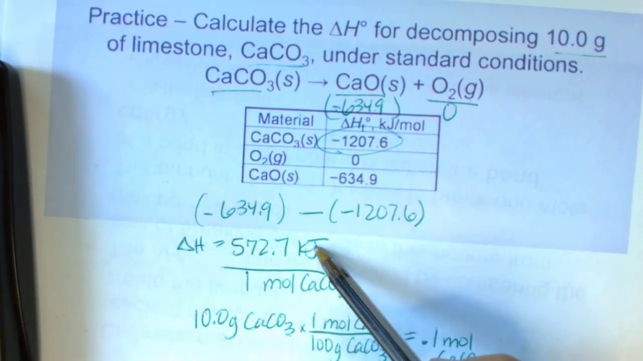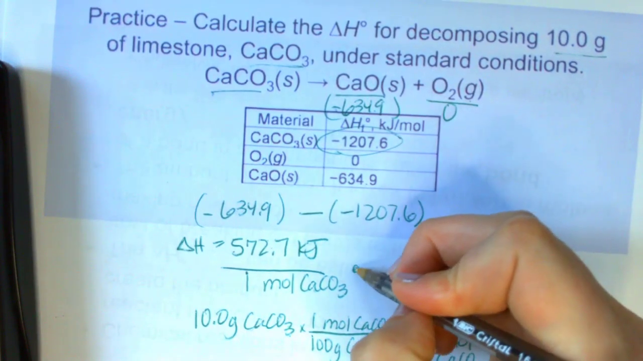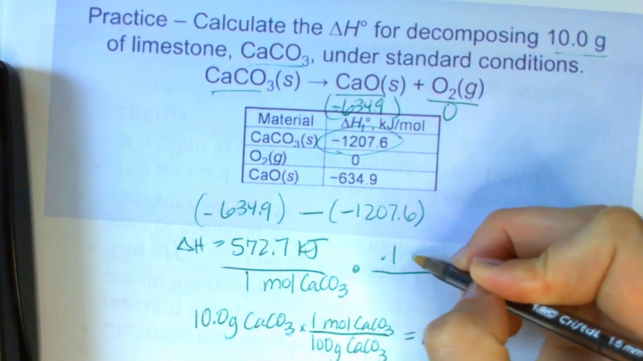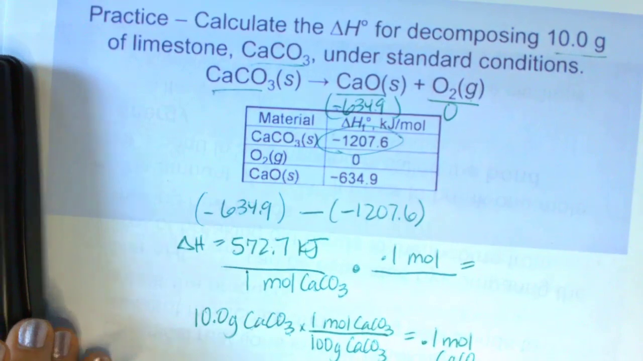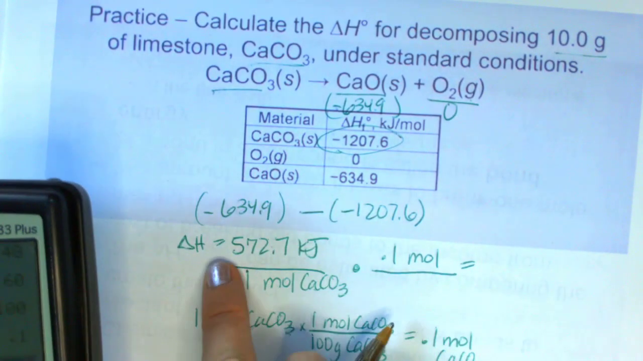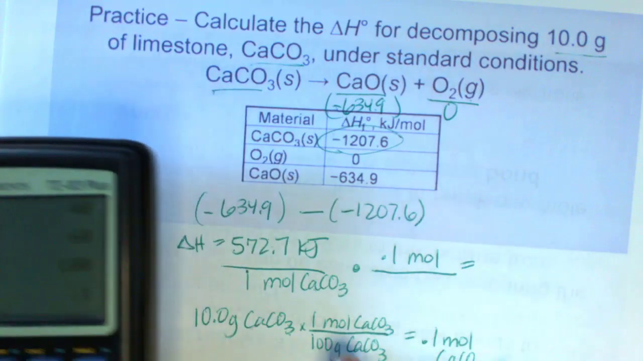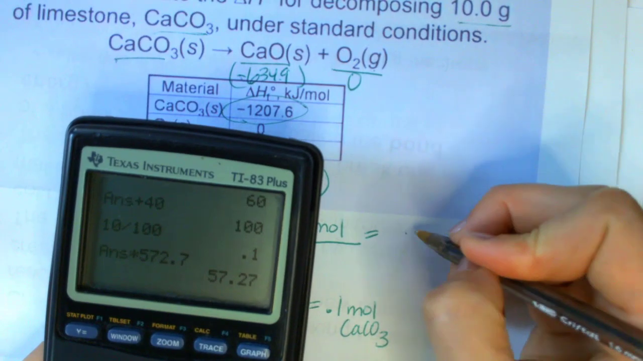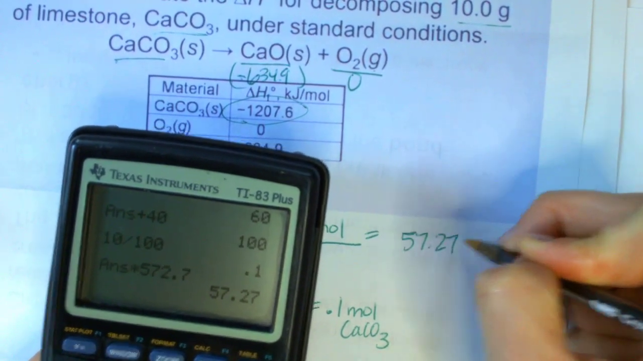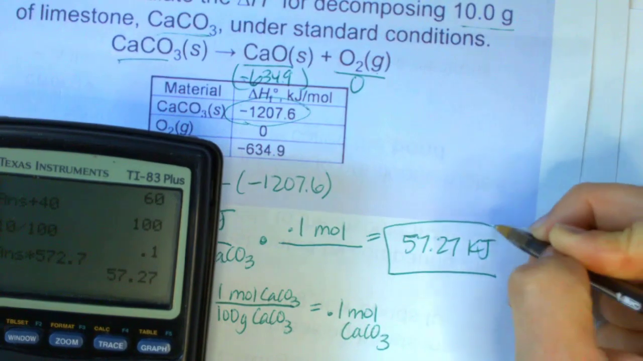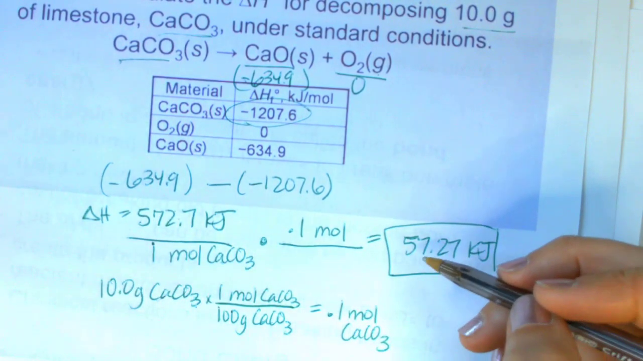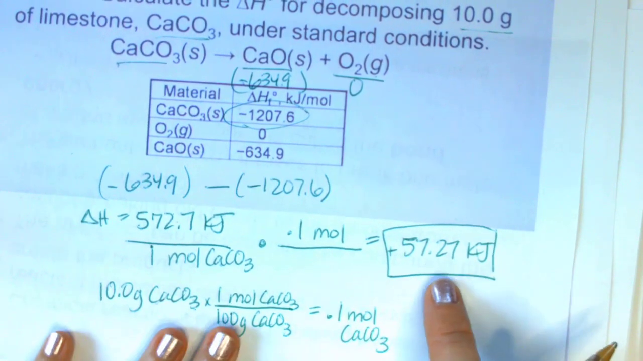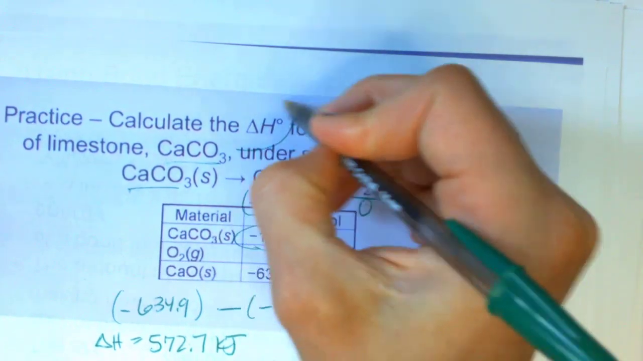Well, I know how many kilojoules for 1 mole, so let's figure out how many kilojoules of energy for 0.1 moles. So I'm going to do 0.1 times 572.7. And I should get 57.27, positive, endothermic, positive 57.27 kilojoules of heat, of energy, will be my delta H.